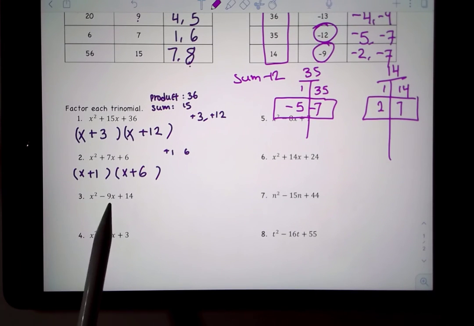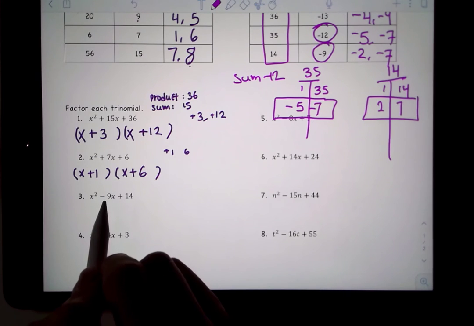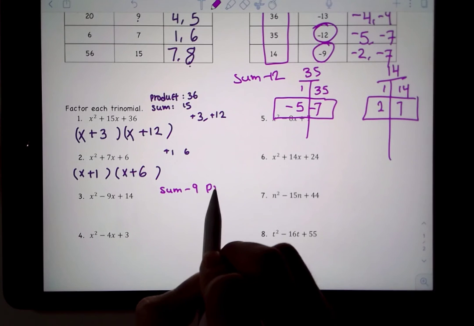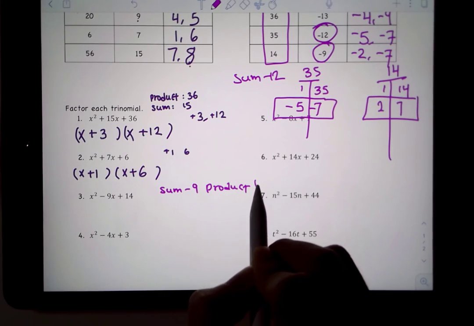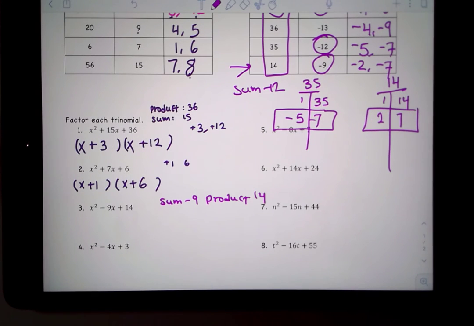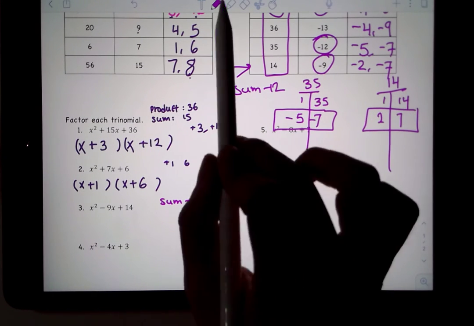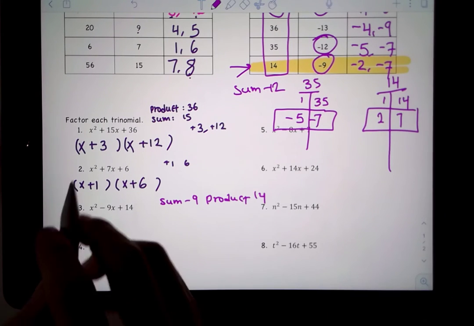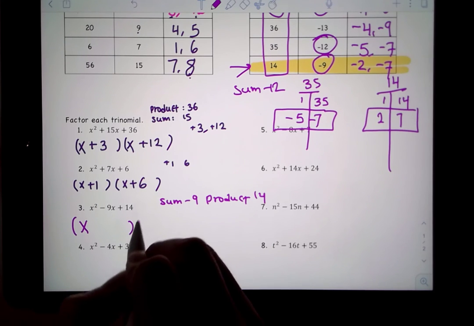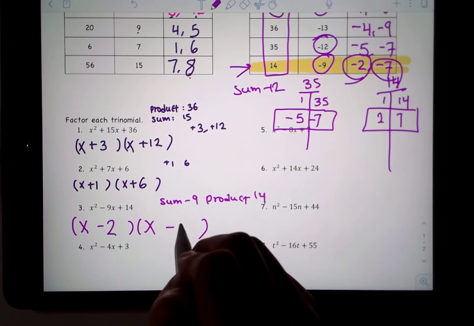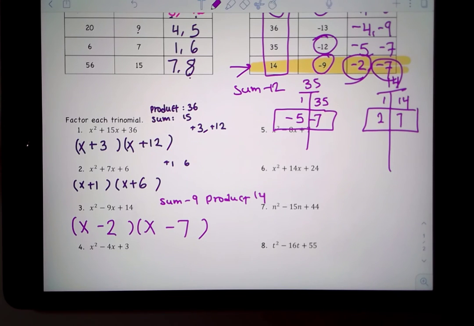So look, number 3, my B is negative 9. So the sum is negative 9. The product is 14, right? I think we did it here, right here. So we did 14 and negative 9, right? The last one. So I'm going to use this: negative 2 and negative 7. We already found it. So x, right? And my two numbers were negative 2 and negative 7. So you just have here minus 2, minus 7.